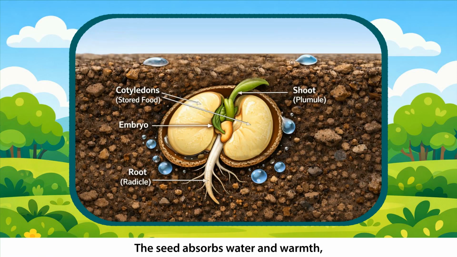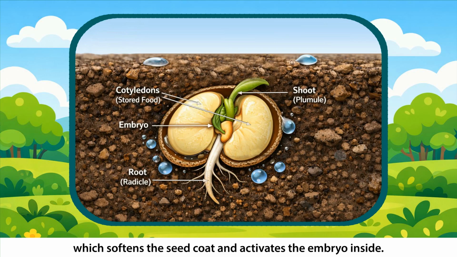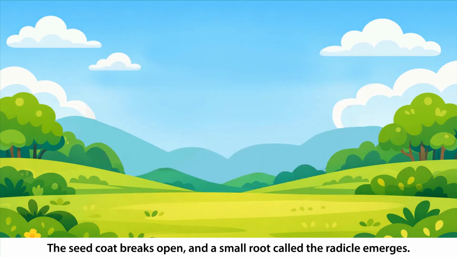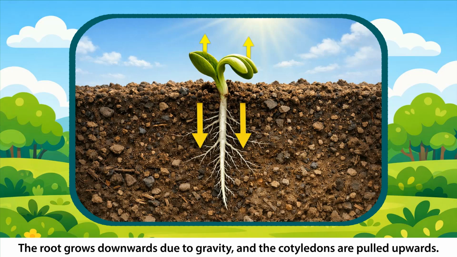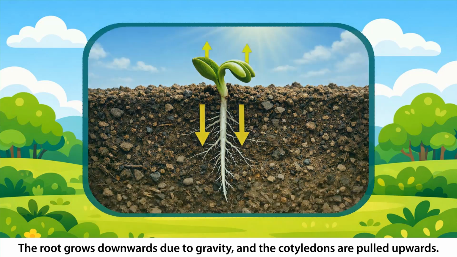Stages of germination. The seed absorbs water and warmth, which softens the seed coat and activates the embryo inside. The developing embryo gets its food from cotyledons. The seed coat breaks open and a small root called the radicle emerges. The root grows downwards due to gravity and the cotyledons are pulled upwards.